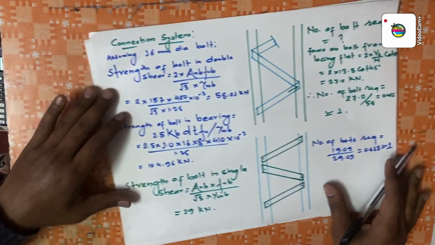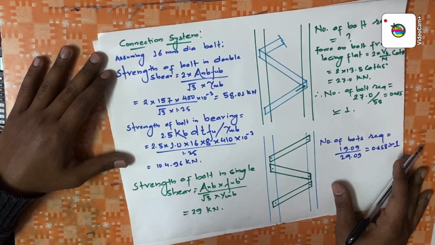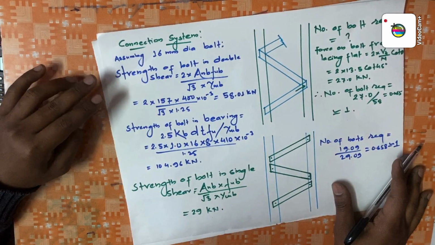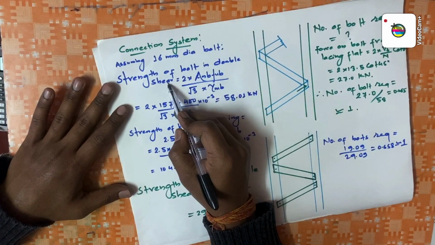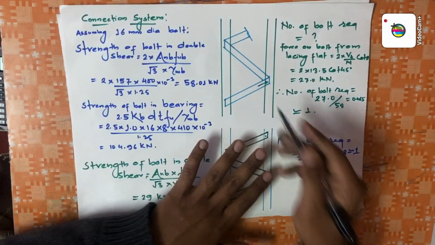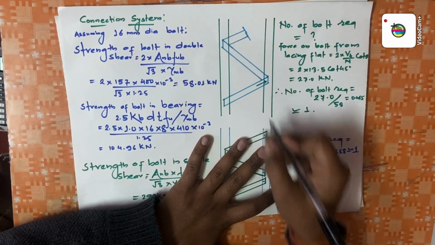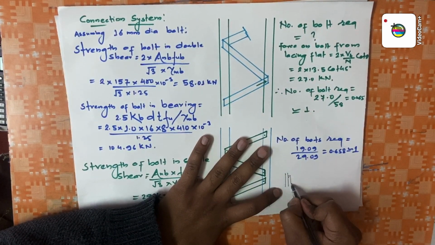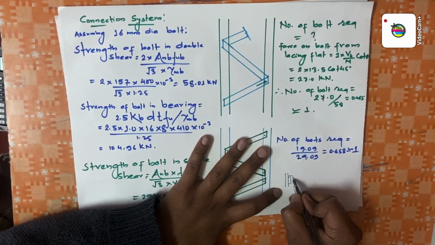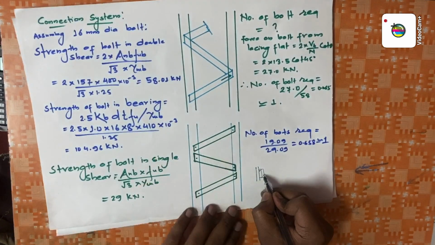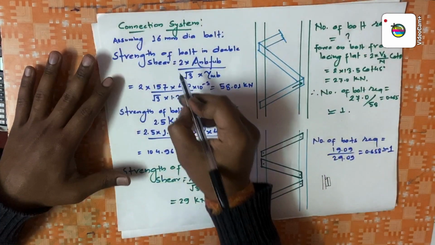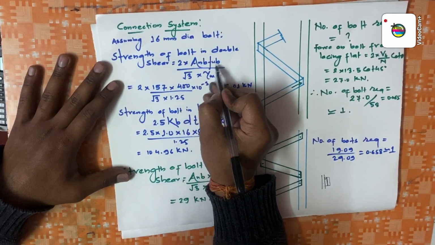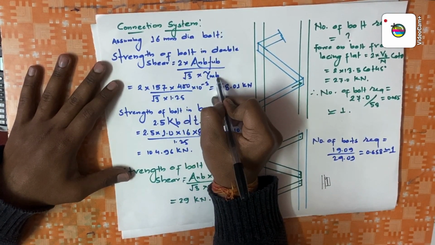So now we have to find the strength of a bolt. There are two types of strength of bolt, shearing and bearing. Strength of bolt in shearing will be double shear, because suppose this is your channel, this is your one lacing bar, and there will be another lacing bar, it is overlapped. So there are three channels, 1 2 3, so there will be two interfaces. That's why 2 times Anb times fub by root 3 gamma mb.